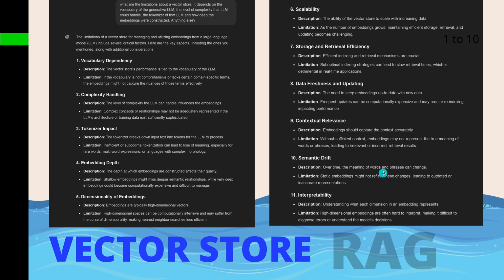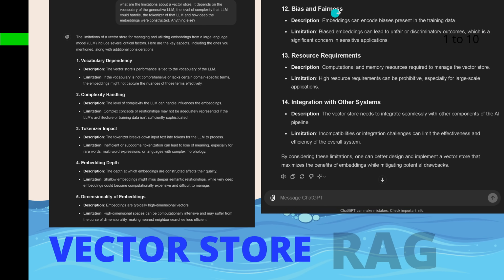There's a semantic drift over time. Yeah, this is just for experts. And we have a problem with the interpretability, understanding what each dimension in the embedding represents. This is just a black box. So yeah, and you say, hey, only 11 points that we have problems with the vector store. No, of course not. We have number 12, bias.